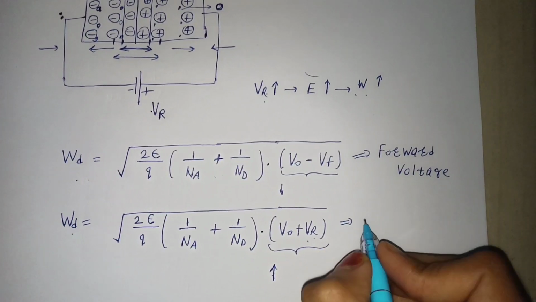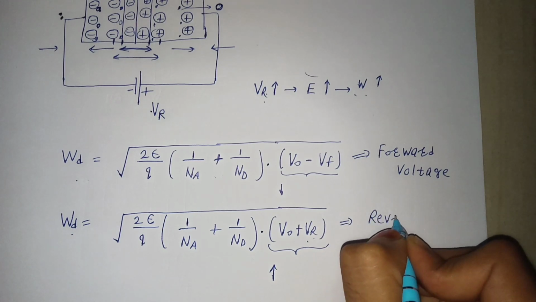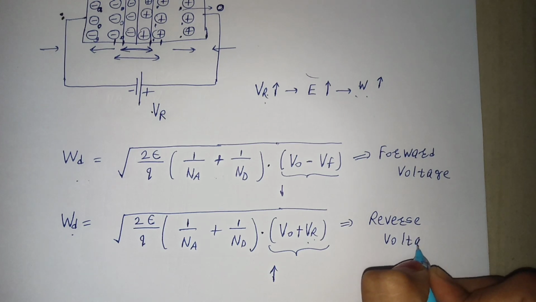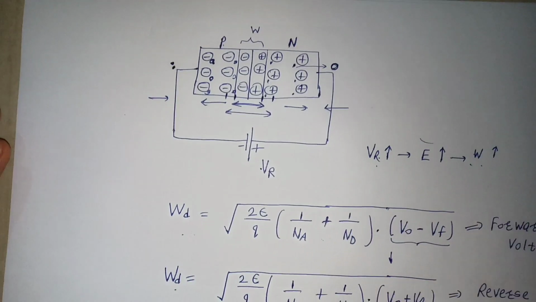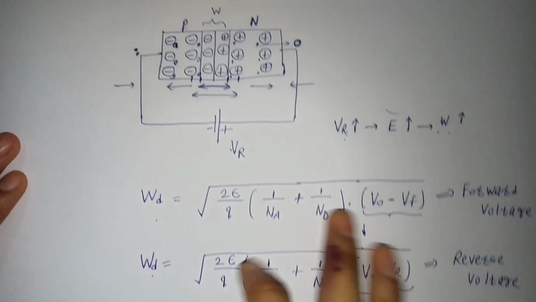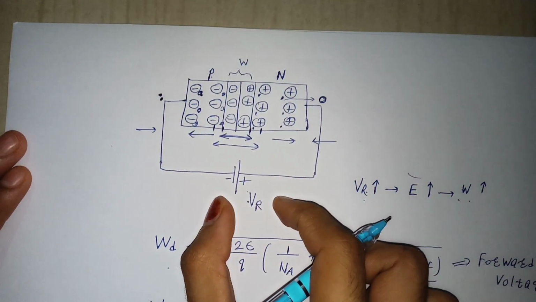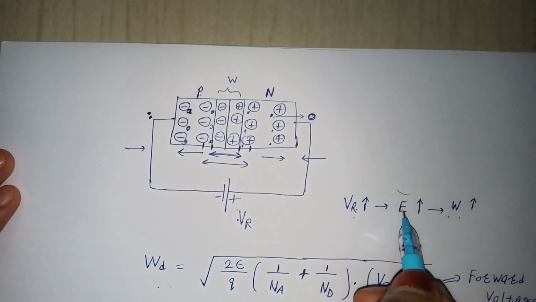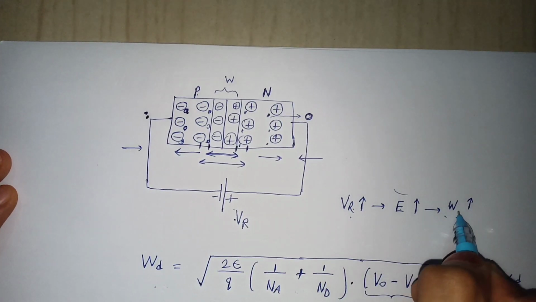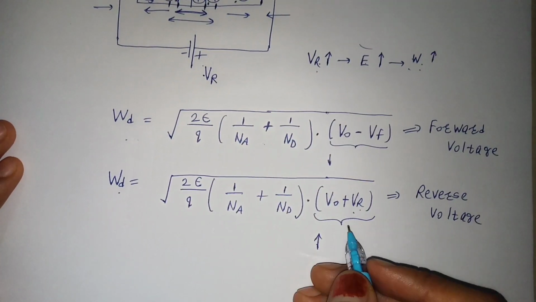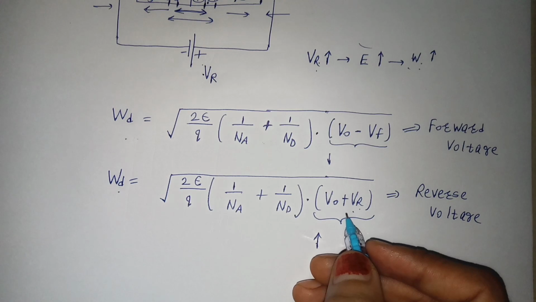This is for reverse voltage applied to the PN junction diode. Is this correct or not? We check from diagram. If Vr increases, then E increases, W increases. This is right.